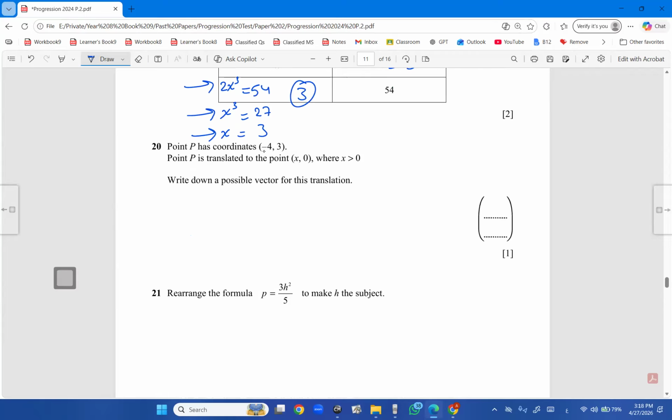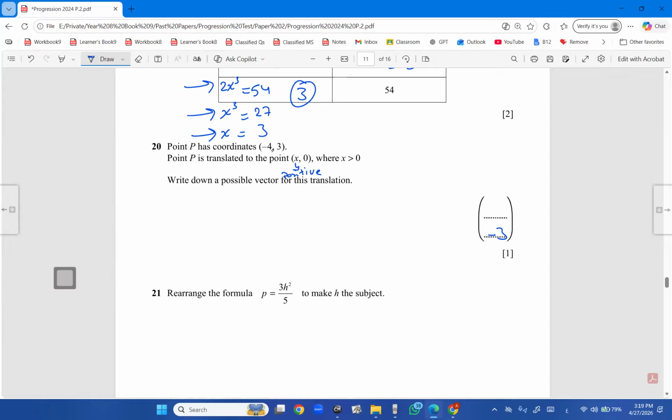Point P has coordinates -4 and 3. Point P is translated, it moved to the point x, 0, where x is greater than 0, which means that x is positive. Write down a possible vector for this translation. All right, we know that now the 3 has become 0. Translate to the point x, 0. Yes, the 3 has become 0, so it went down 3. So this is definitely -3.